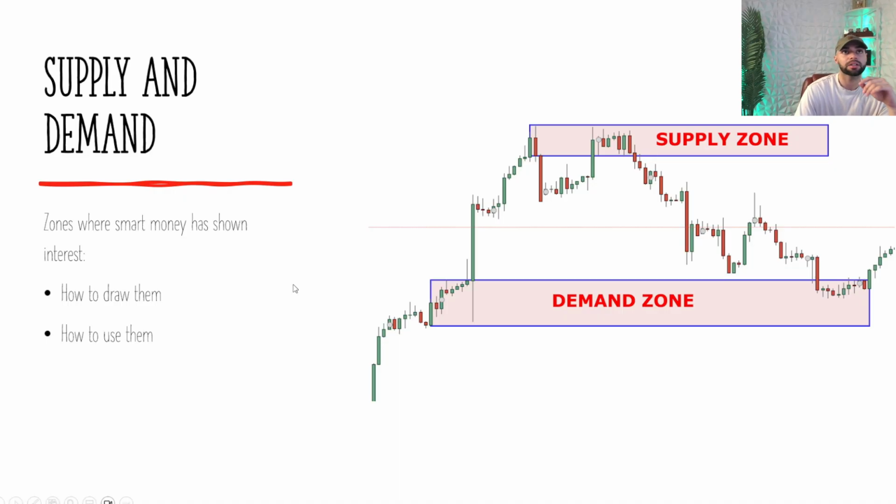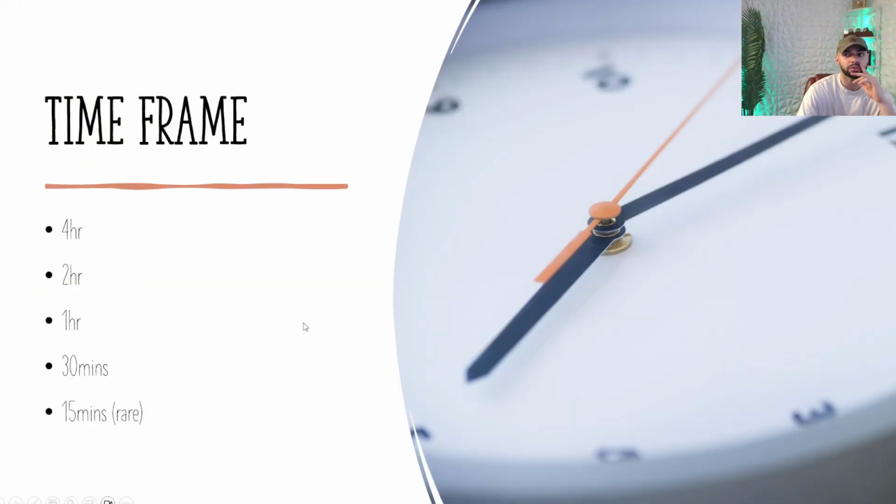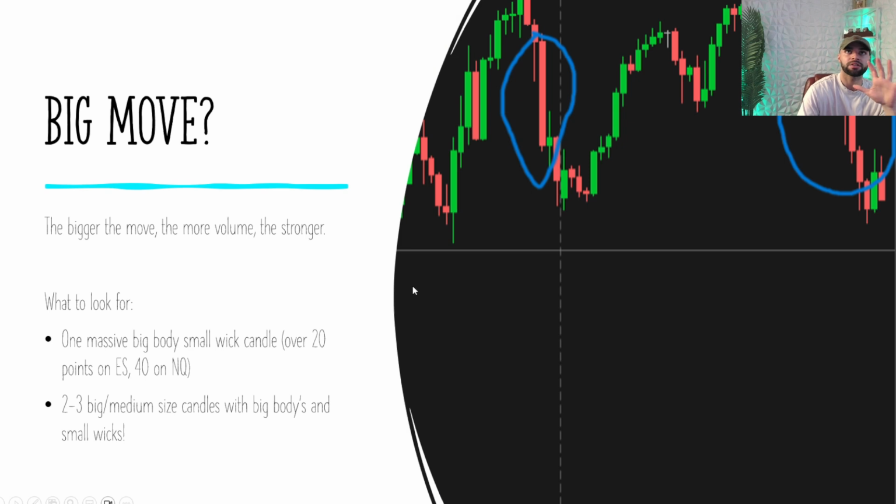Supply and demand. Quickly, we're going to go over what these zones are, how to draw them, and this is basically where smart money has shown interest. So the time frames we're going to be using for these zones: 4 hour, 2 hour, 1 hour, 30 minute, and sometimes a 15 minute. I'll show you why the 15 minute here soon, but it's kind of rare that I use a 15 minute.